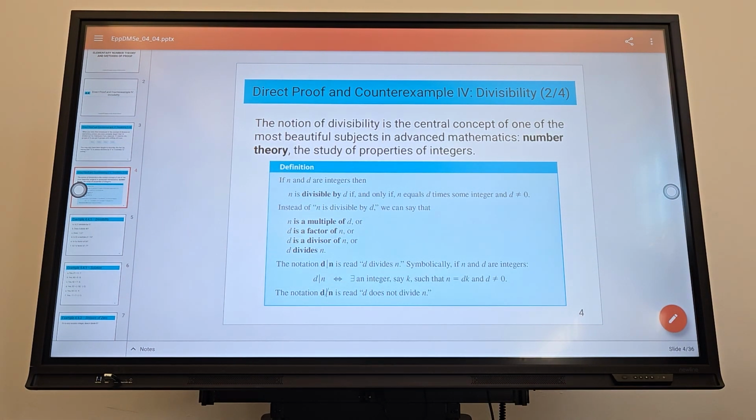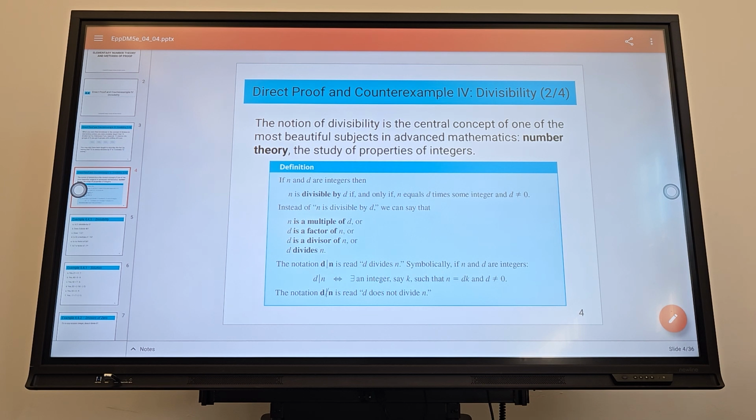I don't know if I agree with this statement, but the notion of divisibility is the central concept of one of the most beautiful subjects in advanced mathematics. I don't know if I'd use the word beautiful, but whatever. Number theory, the study of the properties of integers.